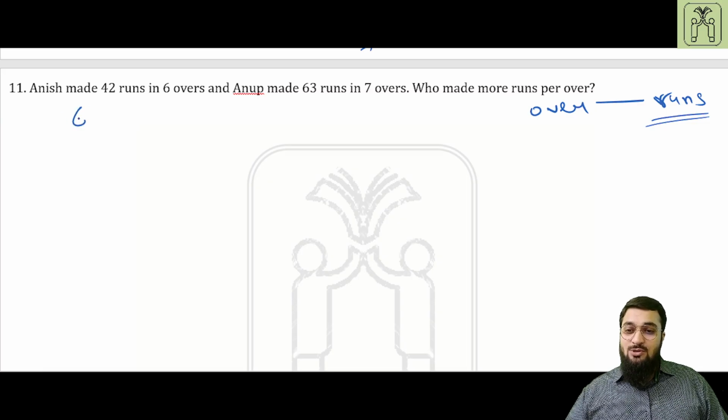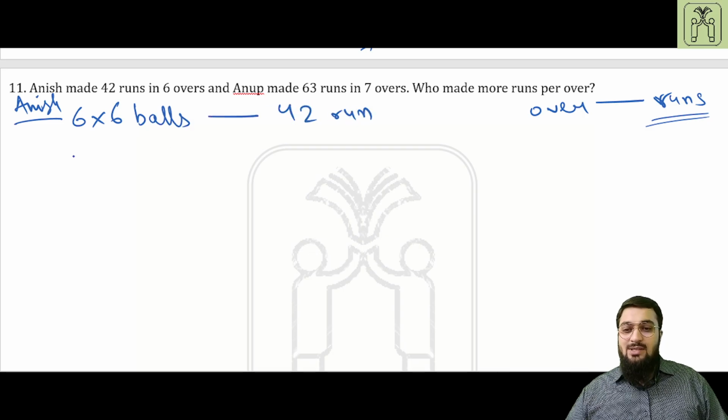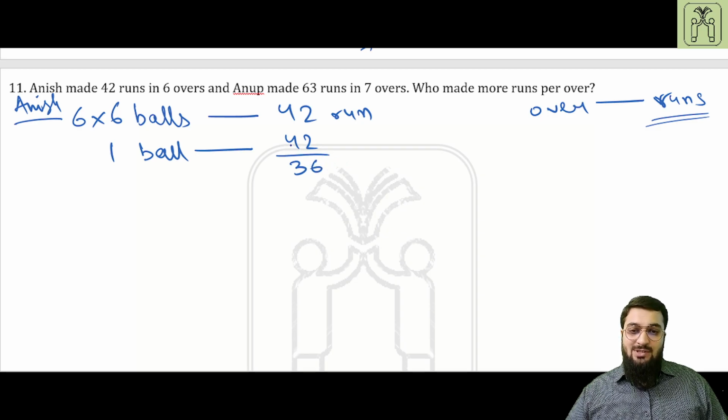So 6 overs means 6 into 6 balls for Anish, and 6 into 6 balls will be 42 runs. And we will say, for one ball, what is the rate of runs? 42 upon 36. 6 sixes are 36, so 7 upon 6 runs.